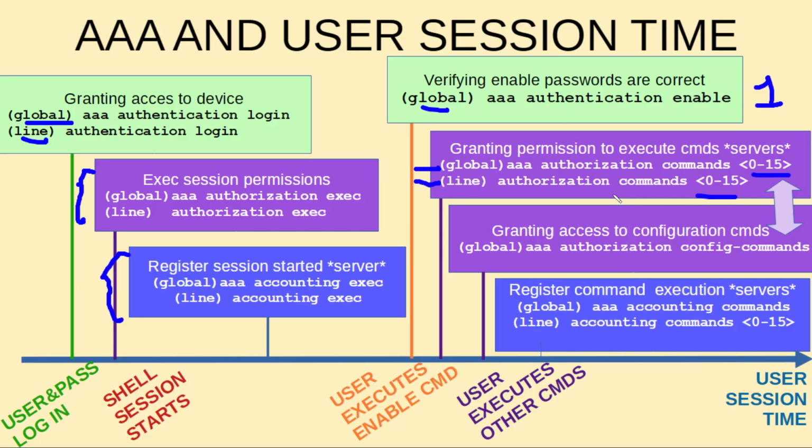And in order to grant permissions to execute configurational commands, we only need one AAA command entered in global configuration mode. For accounting commands, we are going to need AAA commands entered in global configuration mode, in line configuration mode, per privilege level. We are going to talk in details about these commands now.